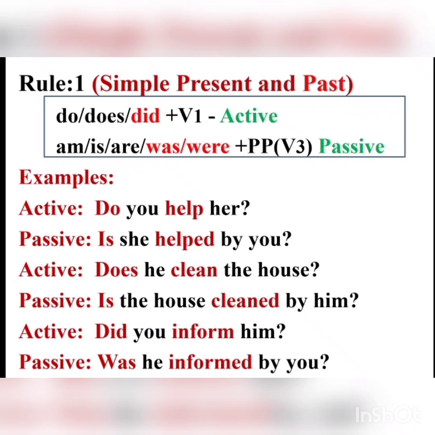The house is singular. So you have to start the passive form with is the house cleaned by him? Always in passive, only the past participle form will come. So clean changed into cleaned.